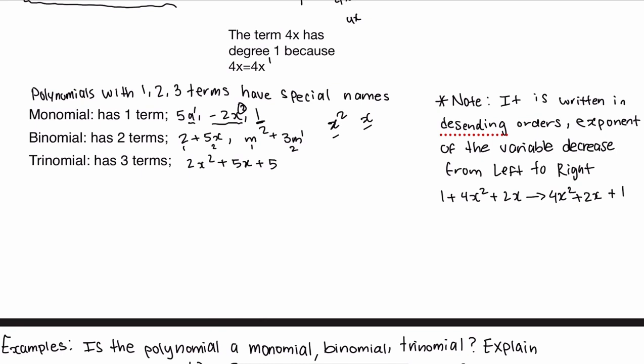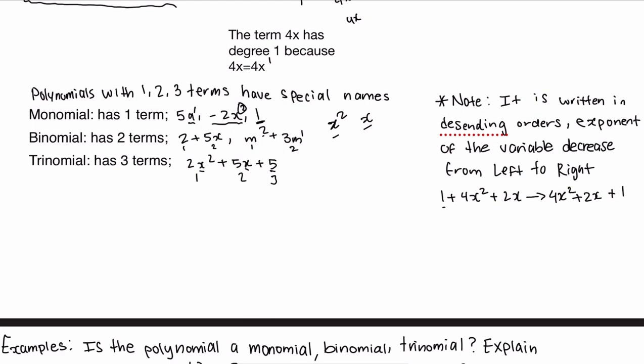Because this is degree 1 and this is degree 2, which is not the same. And a trinomial has 3 terms, so there's 2x squared plus 5x plus 5. So this is 1, 2, and 3. Their degrees are all different, hence why it has 3 terms. It is also written in descending order, so exponents of the variable decrease from left to right.